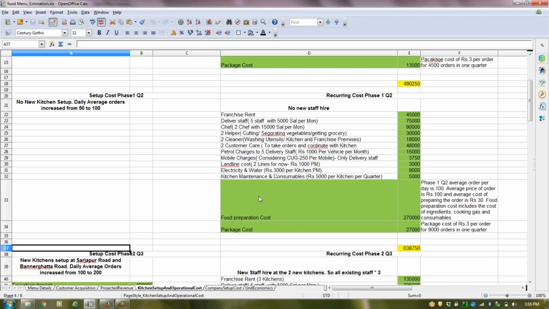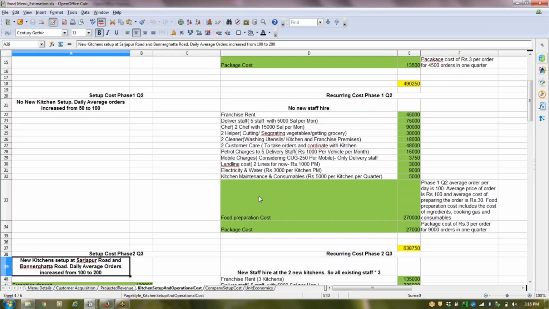So in this way, they have extrapolated, and at any point of time, this has to be in line with the initial plan. So the initial plan was that they'll have 3 phases, right? So phase 1 only in Whitefield. When they go to phase 2, they have to go to new localities. So what do you see here? New kitchens set up at Sarjapur Road and Bannerghatta Road. And daily average orders increase from 100 to 200.